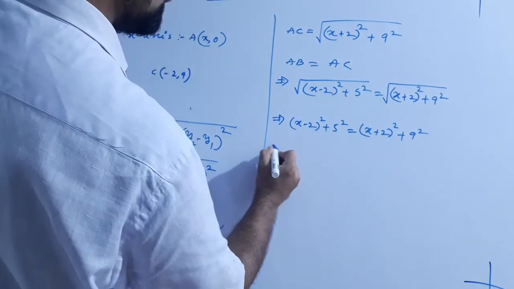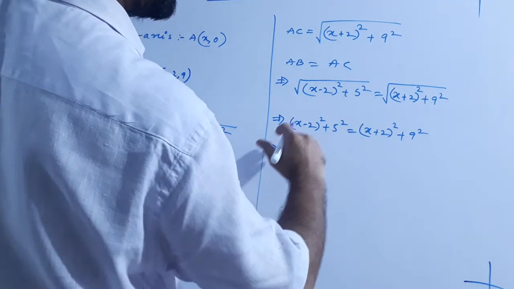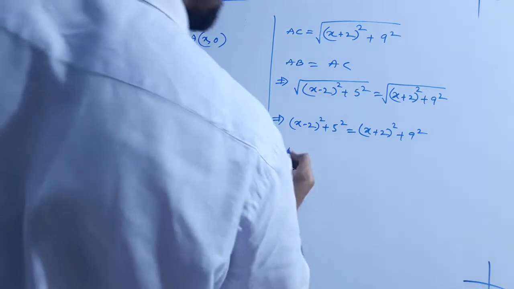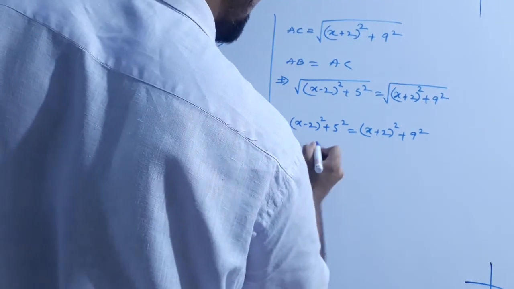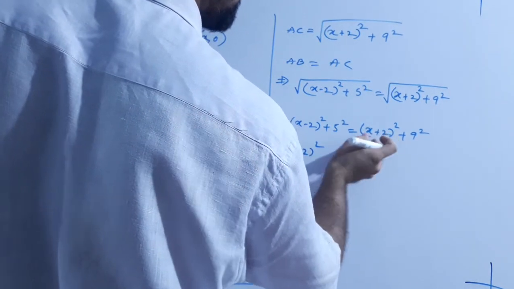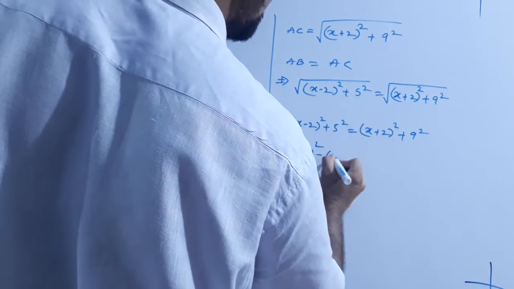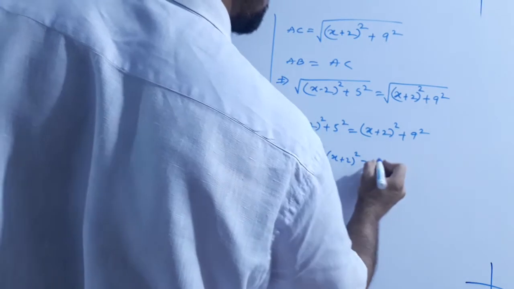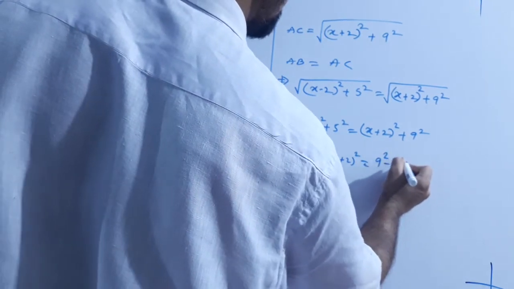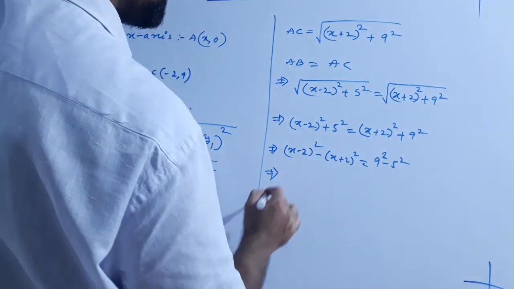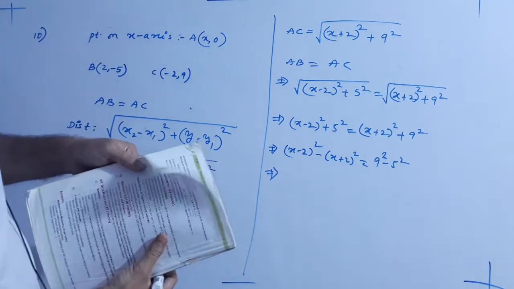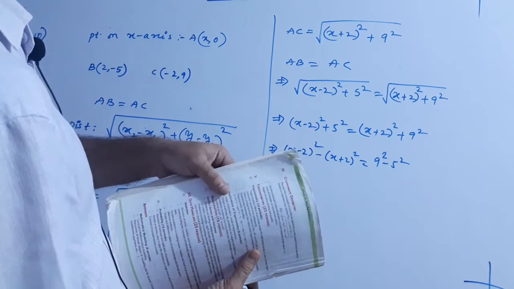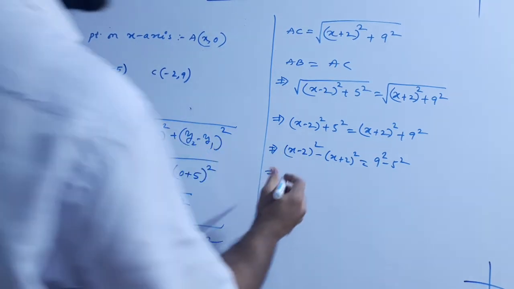Now we'll get all x terms on one side and all constants on the other side. So here, what do we get? (x minus 2) whole square minus (x plus 2) whole square, since it moves over and becomes minus of (x plus 2) whole square. Plus 5 square goes over there and becomes minus 5 square, so 9 square minus 5 square. So here, what do we get?